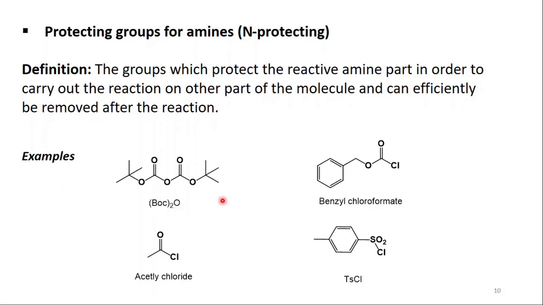The best example is Boc anhydride, of course, you can see the structure. It has a tertiary butyl group and a carbonate group at the center. It is an anhydride, so you can easily break it in the presence of water or dilute HCl. Then you have benzyl chloroformate, called CBZ chloride, and acetyl chloride, CH3COCl, tosyl chloride and methane sulfonyl chloride. There are various examples, but these are some which you can remember from the examination point of view.